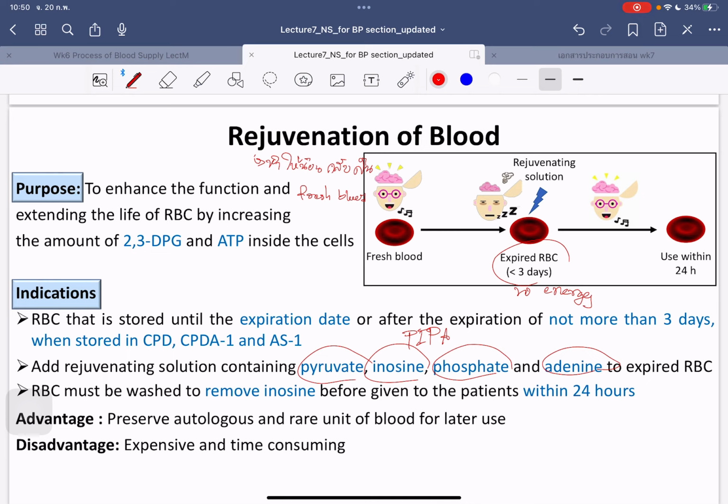When you add rejuvenating solution and then want to use the blood, you have to wash out the rejuvenating solution before giving it to the patient, because inosine will become toxic to the patient. By the way, it seems to be good, right? Because you can use red blood cells after they have expired, but it has some disadvantages because this method is expensive and time consuming. But if I ask you, do you think it is useful? If you think it's useful, in which case?